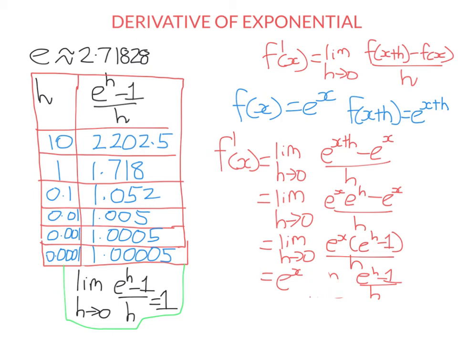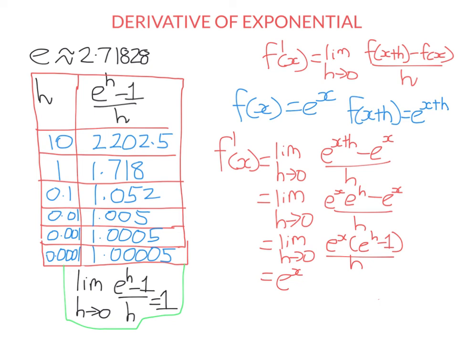So I'm going to rub that out and just replace it with 1. So it's just e to the x times 1. But of course, I don't need to write the times 1, do I? It's just e to the x. So this is really interesting. We started off with e to the x, but when we differentiated, we got e to the x. It turns out the derivative of e to the power of x is itself.